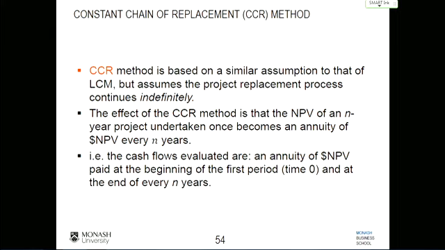Infinity. At least they are equal. Can you compare them? You can, right? Now you can compare them easily. And that's exactly what we say in constant change replacement. We assume that our projects will be repeated forever. Is it good? So what would be our process of doing that?